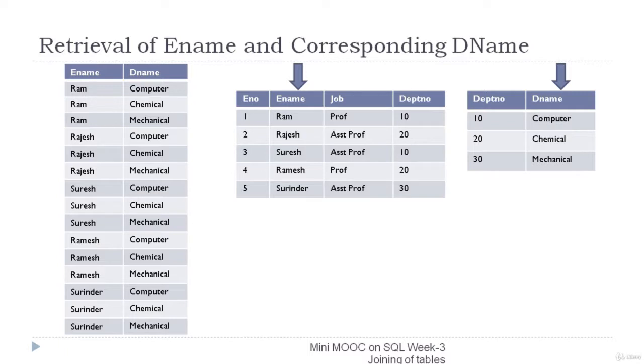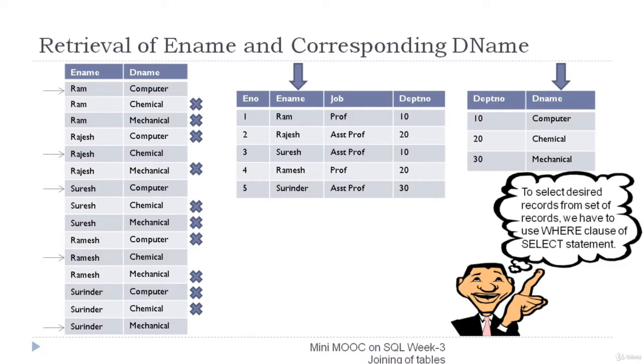To retrieve ename and their corresponding dname of all the employees, we have used Cartesian product and its output is 15 records. But of course, this is not the desired output. Actually, we require only 5 records as the desired output, but it has 10 extra undesirable records. For example, in case of Ram, his department should be computer and it should not be chemical or mechanical. Similarly, in case of Rajesh, his department is chemical, but it is not computer or mechanical. In case of Suresh, his department is computer, but it is not chemical or mechanical. In case of Ramesh, his department is chemical, and in case of Surinder, his department is mechanical. So here we have to select these desired 5 records from the set of 15 records.